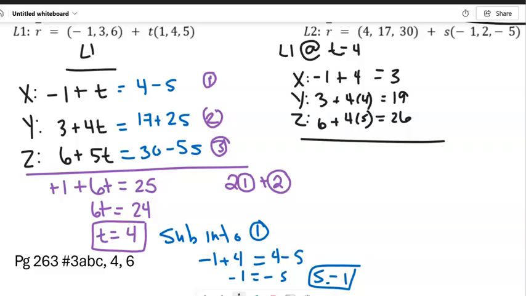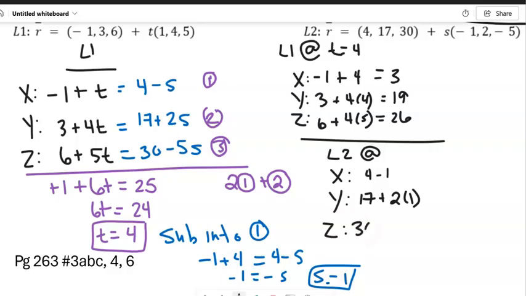Just going to double check with line 2. When line 2 has moved negative 1, x, y, and z, 4 minus negative 1, oh sorry, not negative 1, positive 1, 4 minus 1, 17 plus 2 times 1, and 30 minus 5 times 1. 4 minus 1 is 3. 17 plus 2 is 19. And 30 minus 5 is 25.